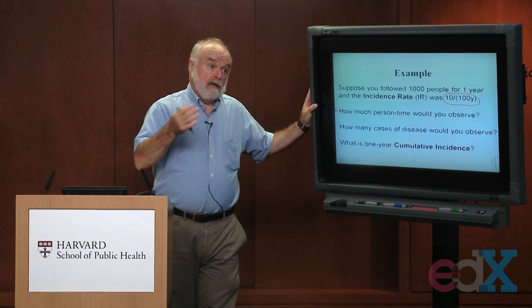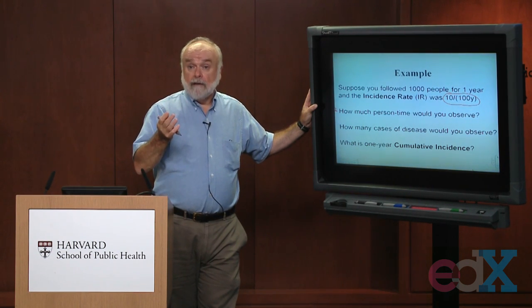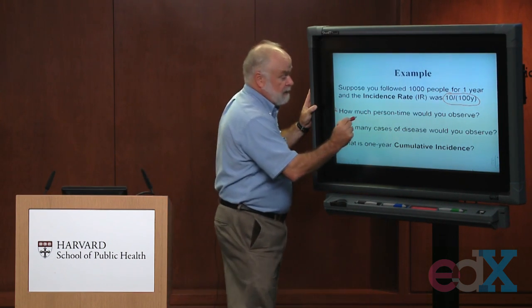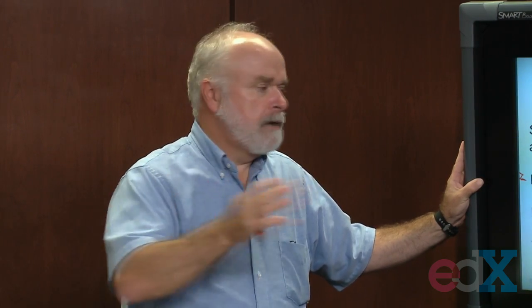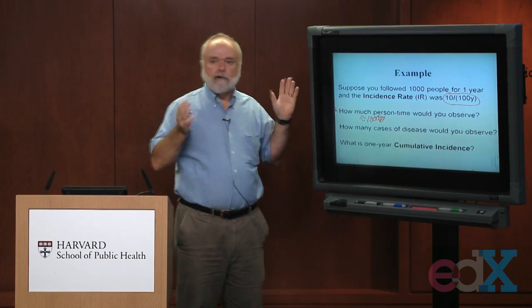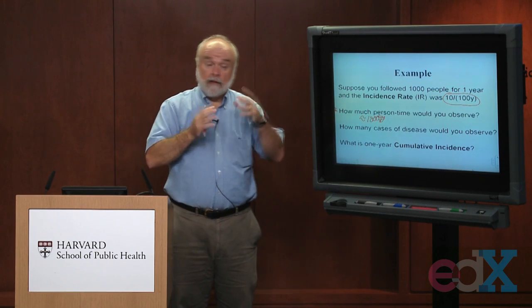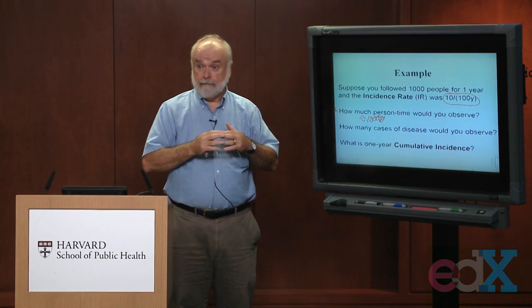Well, if no one's developed the outcome, then you would expect approximately 1,000 person years if I followed 1,000 people for 1 year. Now, we know that's not strictly true in this case because some people are going to develop the outcome. Some people are going to die before the year ends, and therefore they're going to contribute less than a full year of follow-up. But approximately, we might be able to say we would observe 1,000 person years of follow-up if we followed 1,000 people for a year.